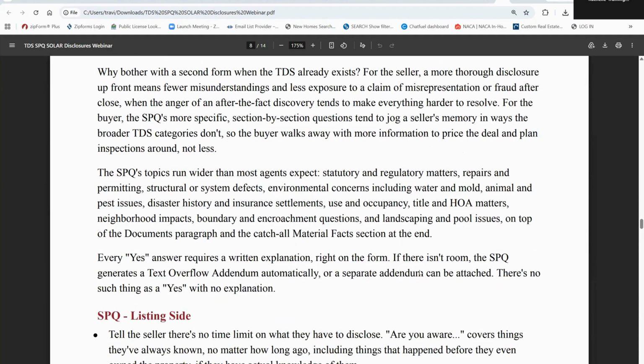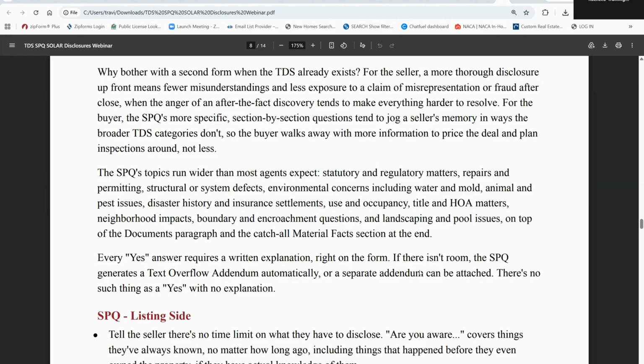The SPQ's topics run wider than most agents expect. So statutory and regulatory matters, repairs and permitting, structural or system defects, environmental concerns including mold and water, animal and pest issues, disaster history and insurance settlements, use and occupancy, title and HOA matters, neighborhood impacts, boundary and encroachment questions, and landscaping and pool issues, on top of the document paragraph and the catch-all material facts section at the end.